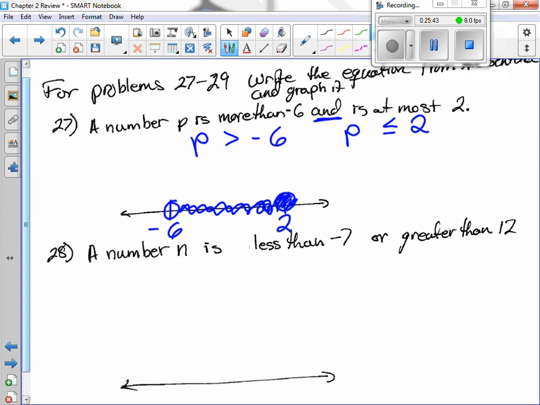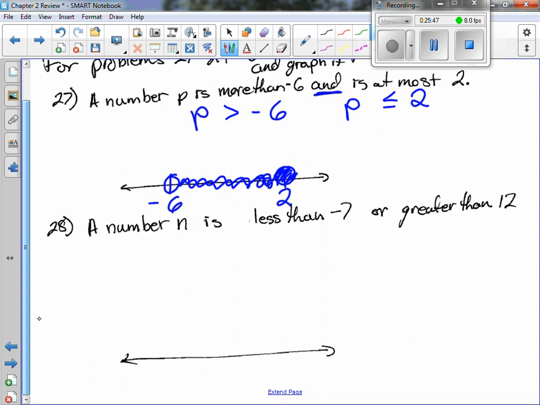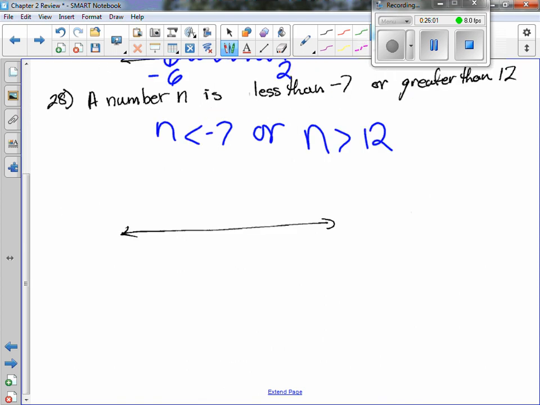Now, 28 is an OR statement. A number n is less than -7 or greater than 12. N is less than -7. Or n is greater than 12. So this one here is a little bit easier. We're not having to really look to see less than or equal to, just greater than or less than.